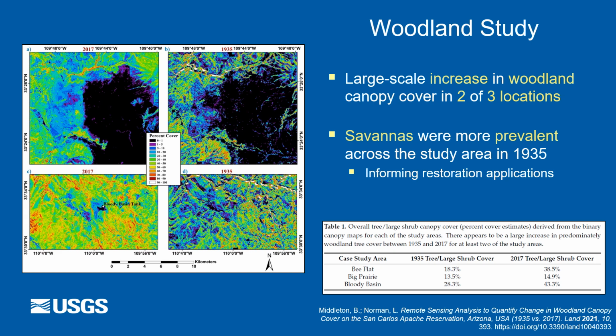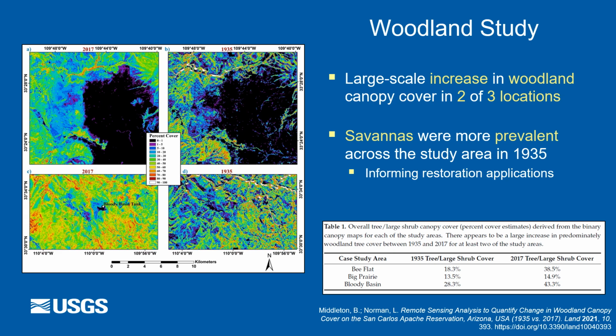So historic aerial imagery is truly a great way to look back at conditions from the past. A similar approach, using the same aerial imagery from 1935 that we'll be using, was applied to map woodland change across the reservation by my colleagues Barry Middleton and Dr. Laura Norman, who are also co-authors on this presentation. Using image analysis, they quantified the amount of woodland tree and shrub coverage in 1935, and then again in 2017 using NAIP imagery at 3 areas across the reservation.